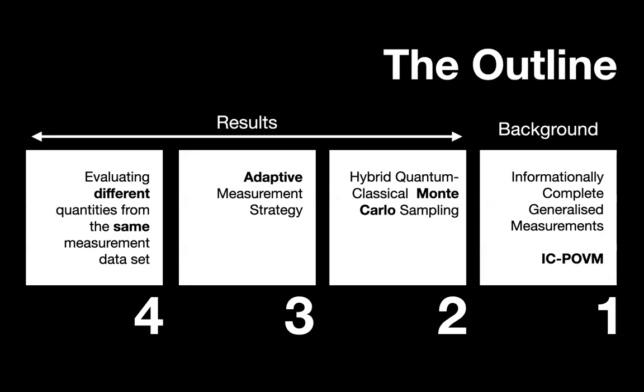So the outline of the talk is the following. I will begin with a very brief background on informationally complete generalized measurements, IC-POVM. This will be the key ingredient we are using. And then I will present results that consist of three main points. The first one is a new hybrid quantum-classical Monte Carlo sampling. The second is an adaptive measurement strategy. And the third is a way of evaluating quantities from the same measurement data set. So this is the outline of the talk.